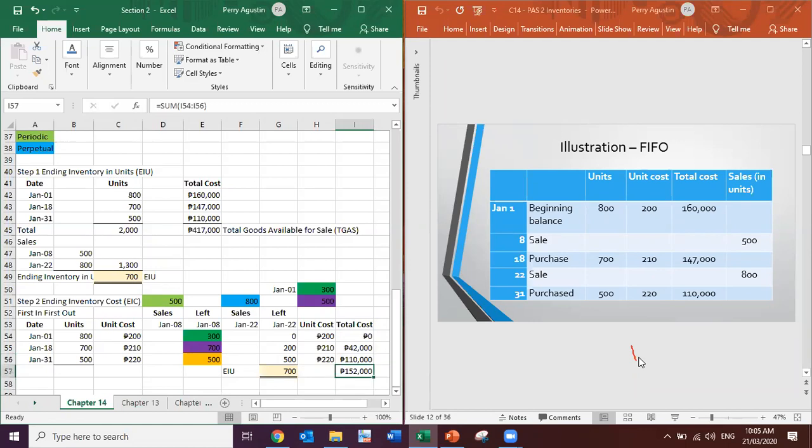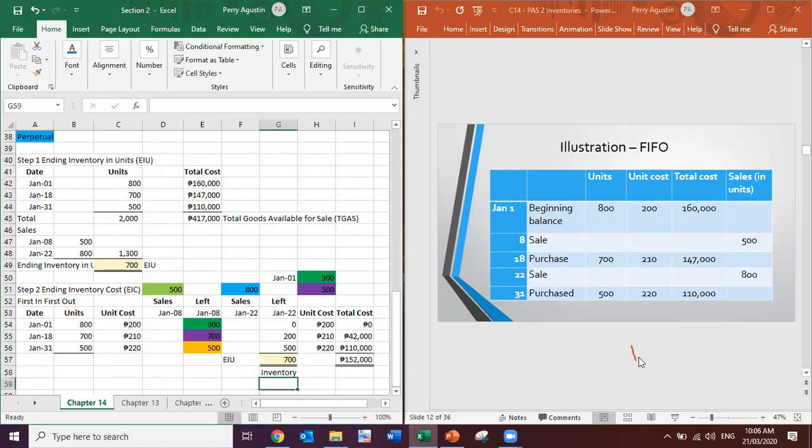So how much is the cost of the inventory? So therefore, our inventory is equivalent to 152,000. So this is our inventory as of January 31. Did you get it? So this is our EIC. Did everyone got it? Raise your hands. Perfect. There you go.